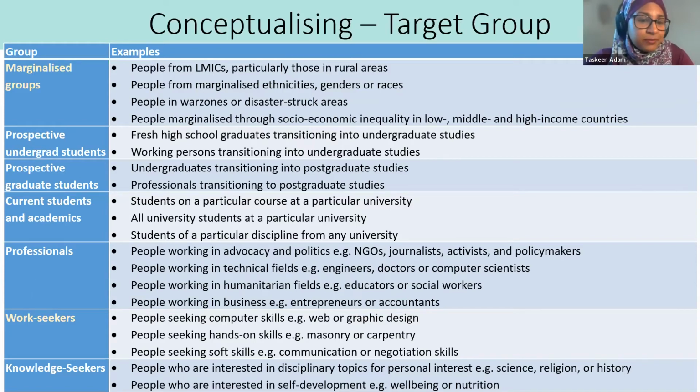And then there's some people who aren't really after an instrumental reason for getting knowledge. They just want to learn more about science or history or religion, and that might be why they're coming to an online course. So you have different target groups.